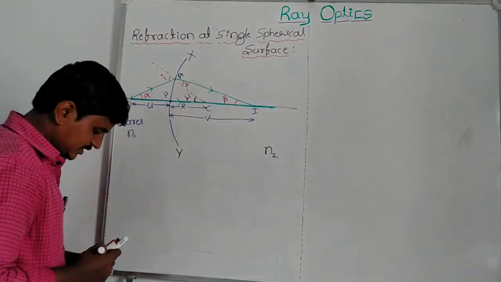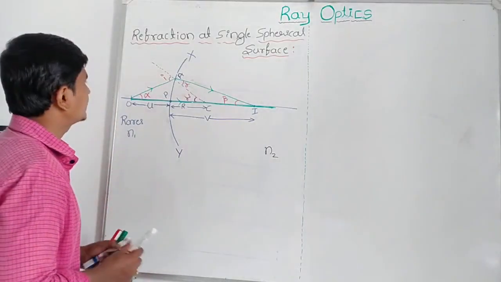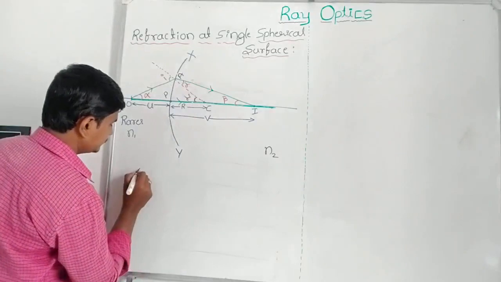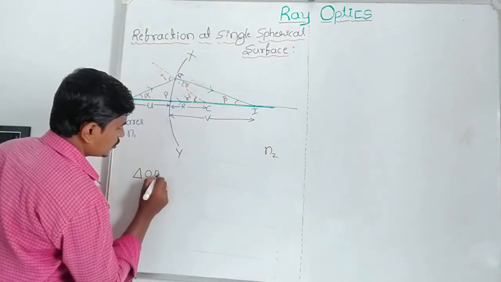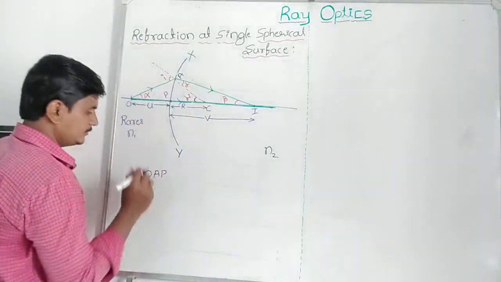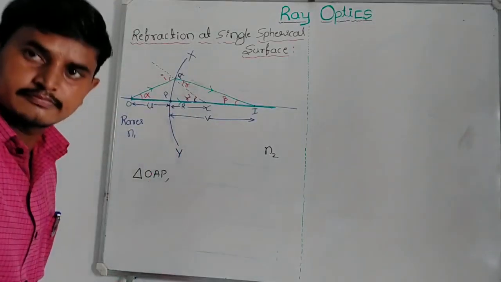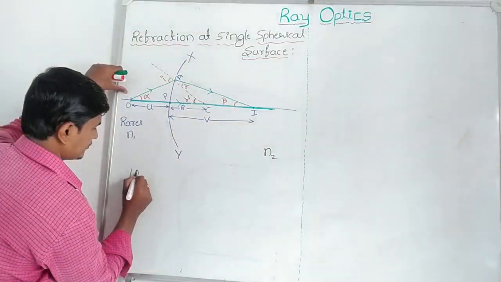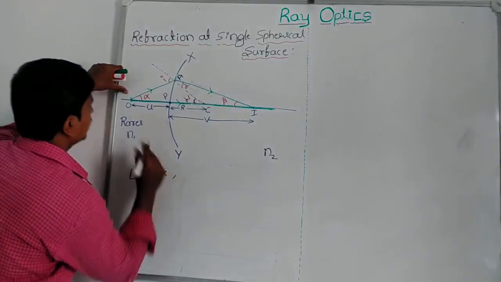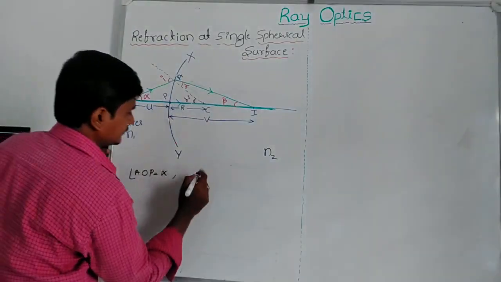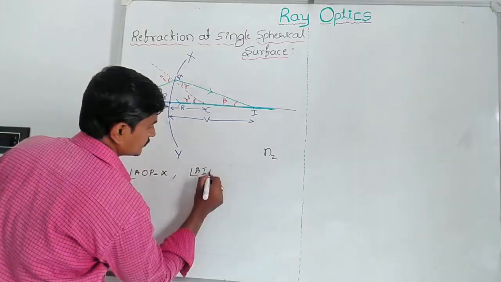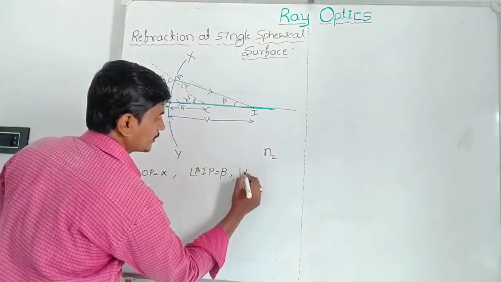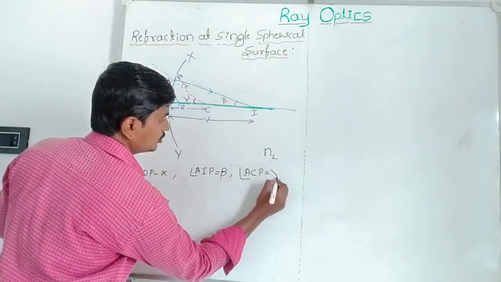Then let us consider triangle OAP. In triangle OAP, let angle AOP be equal to alpha, angle AIP be equal to beta, and angle ACP be equal to gamma.